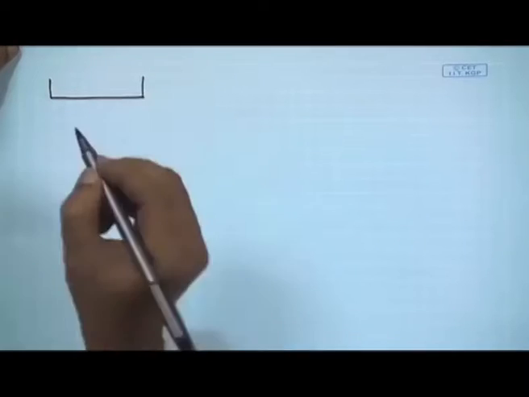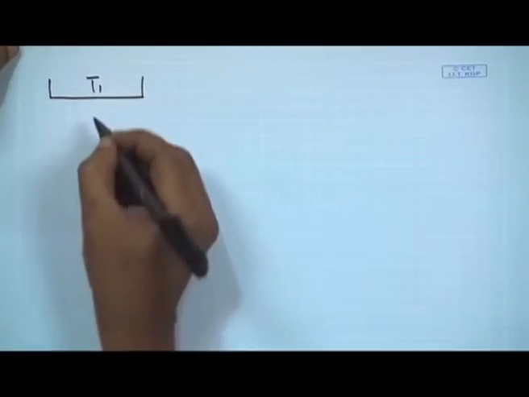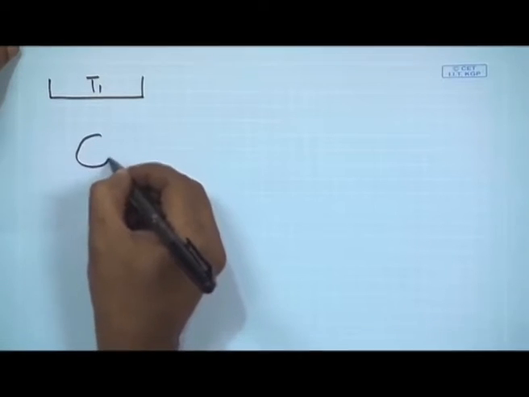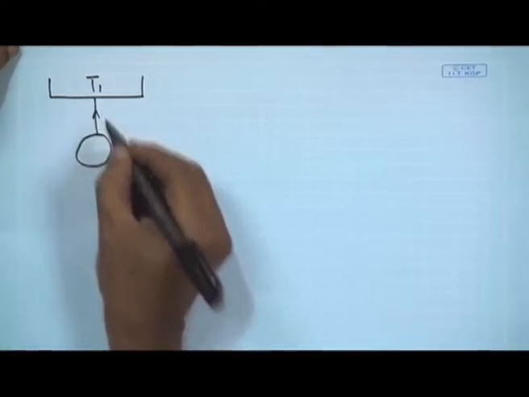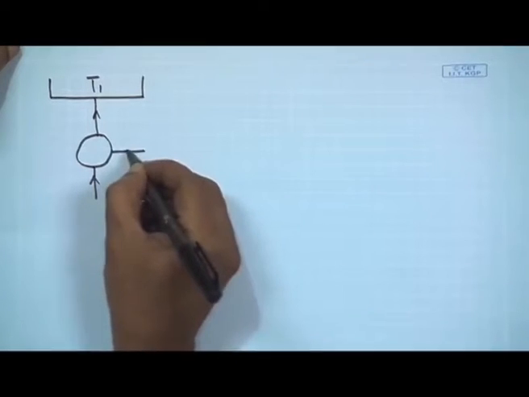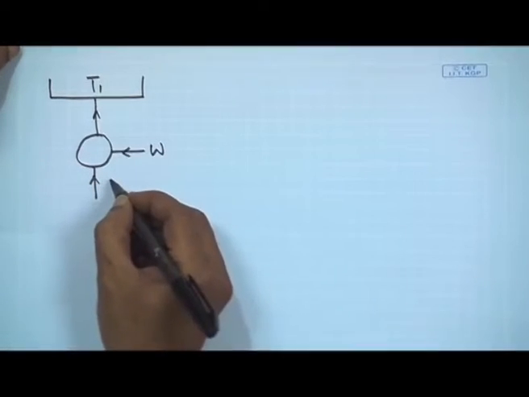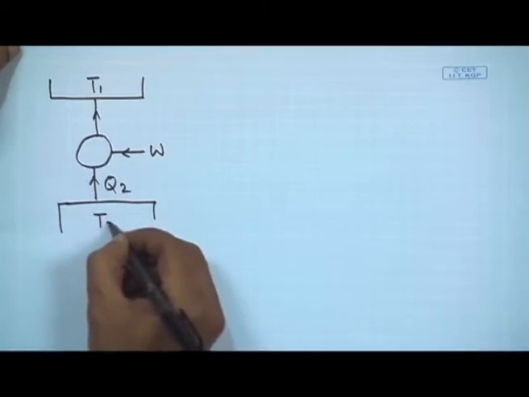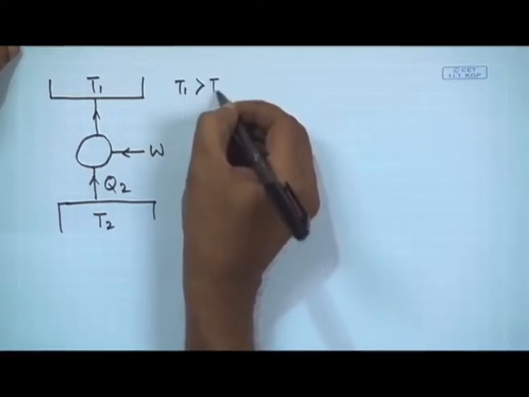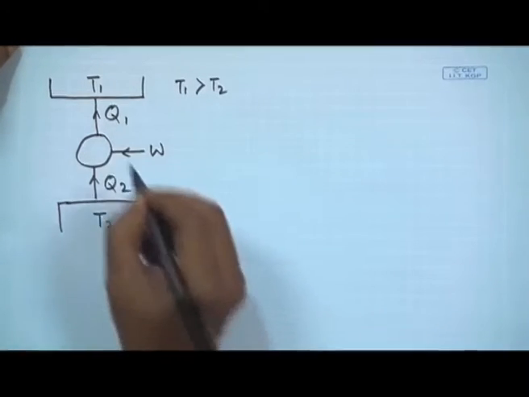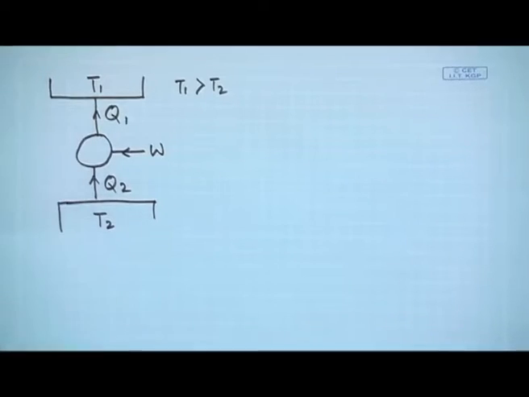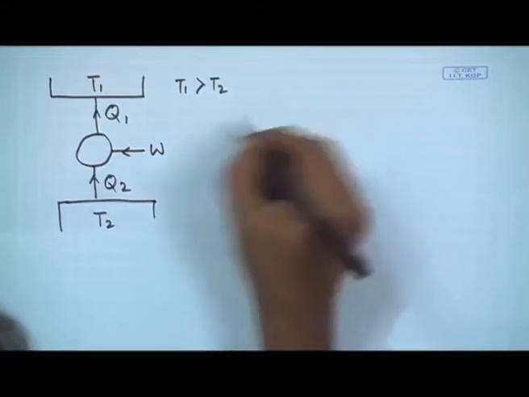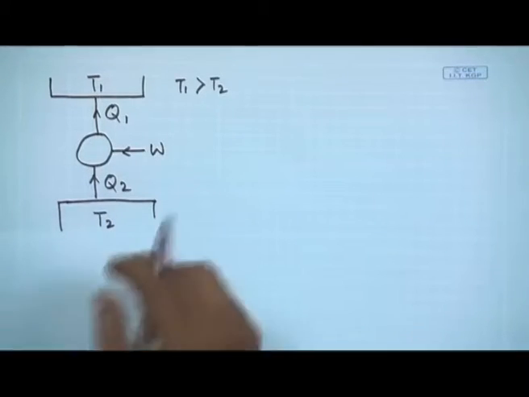Let us now see, with this principle, what the COP could be. Again, this is at temperature T1, and we have a cyclic device operating in the reverse direction. Work is supplied from outside. It takes Q2 amount of heat from a reservoir at T2, where T1 is greater than T2, and supplies Q1 amount of heat to a reservoir at the higher temperature T1. So this can be seen either as a refrigerator or as a heat pump.